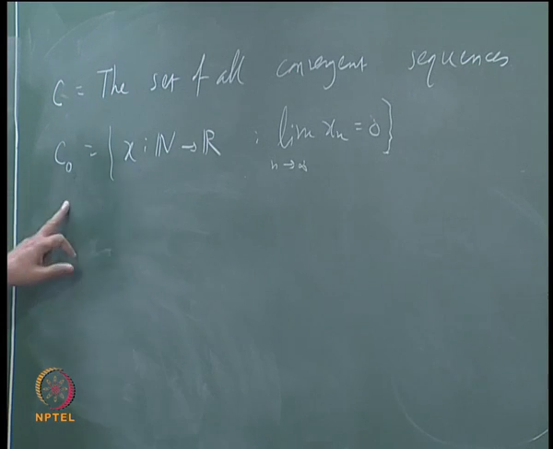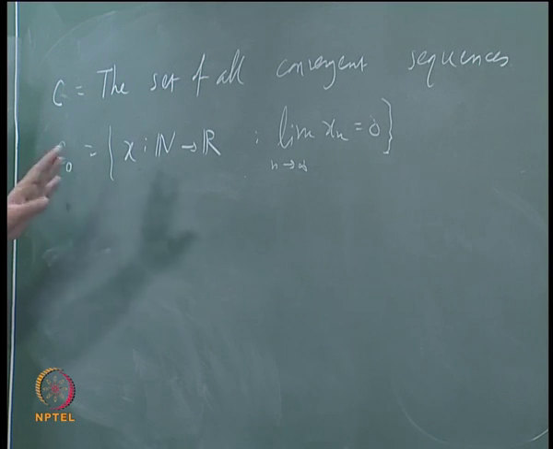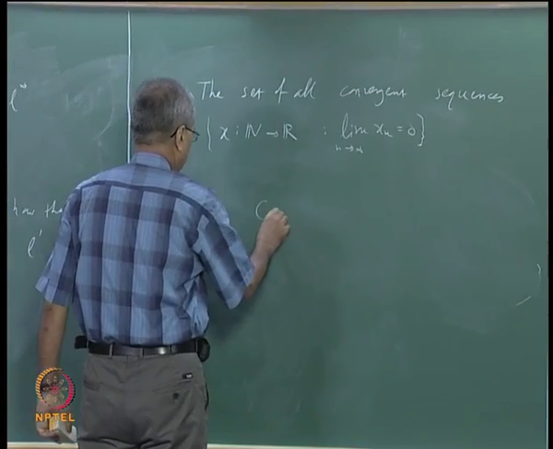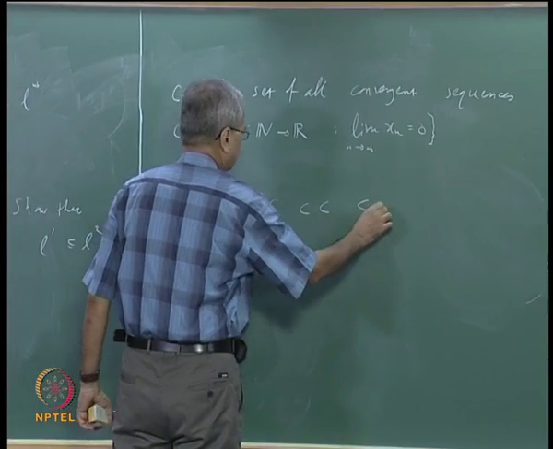Is that also a vector space? That is clear. If xn tends to 0, alpha times xn will also tend to 0, and if xn and yn are two sequences with limit 0, xn plus yn will also tend to 0. That is a vector space. What is the relationship between these two? C naught is contained in C, and C is contained in L infinity.